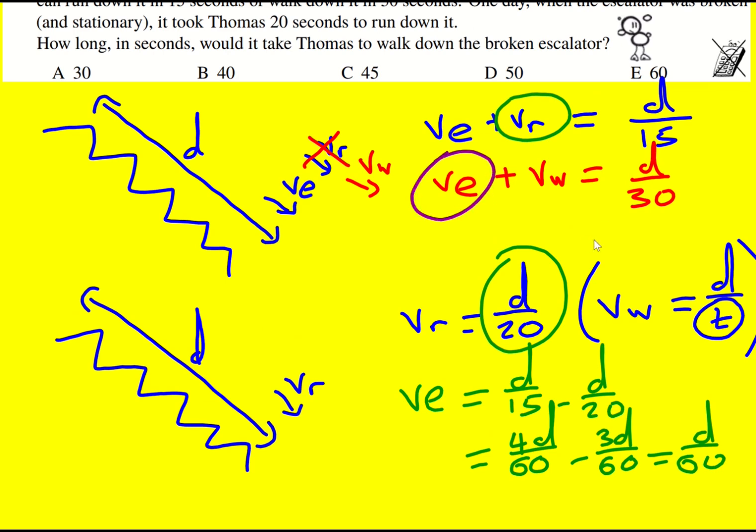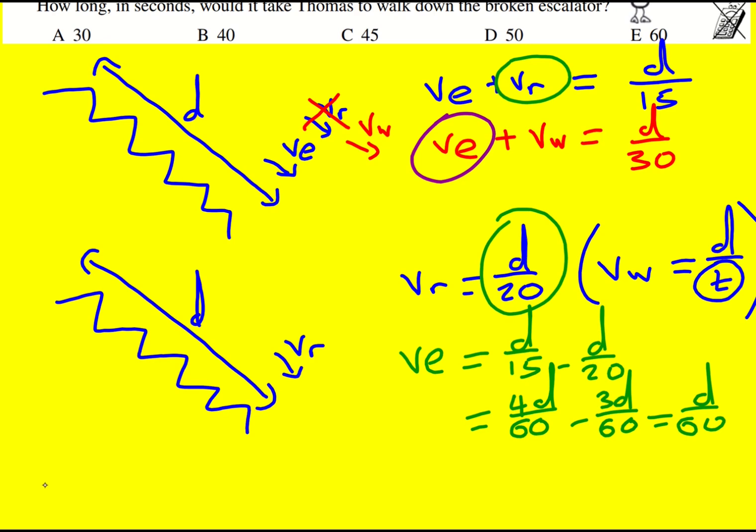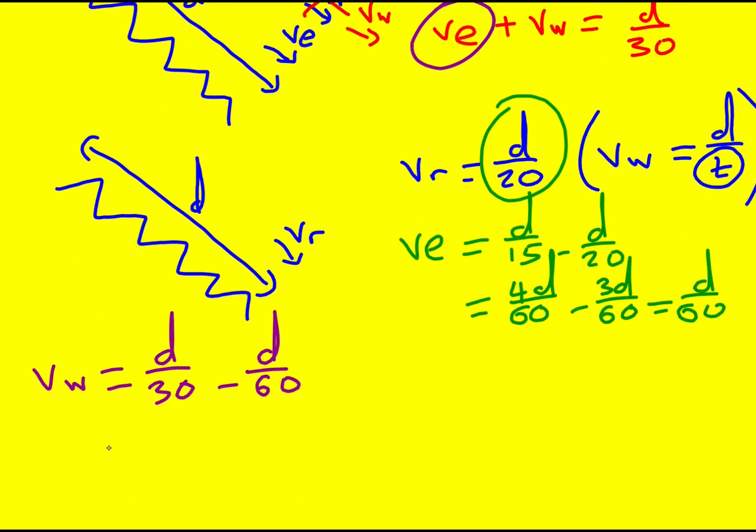So I'm going to do the same again now. I'm going to substitute in, this time for d over 60. So d over 60 plus VW is d over 30. I can substitute in and rearrange that. VW is going to be d over 30 minus d over 60. I'm nearly there. This is actually going to be 2d over 60, and in fact, it's the same expression, d over 60. So it would also take 60 seconds for Thomas simply to walk down the escalator that's broken.